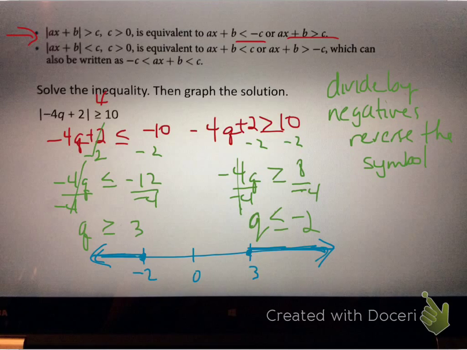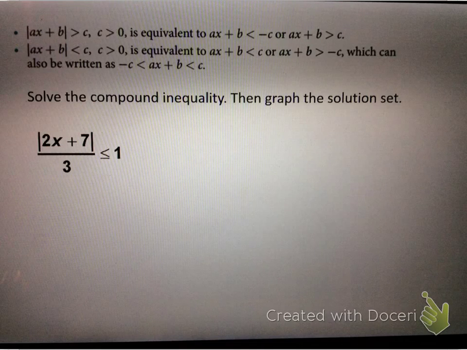All right, let's take a look at another one. Now we have the inequality: the absolute value of the quantity 2x plus 7 divided by 3 is less than or equal to 1. So right off, I hope that you noticed that your absolute value is not isolated. So we must first get it by itself. That means that 3 needs to go. It's in the denominator, so we will multiply both sides by 3 in order for it to cancel out. So we'll end up with the absolute value of 2x plus 7 less than or equal to 3.